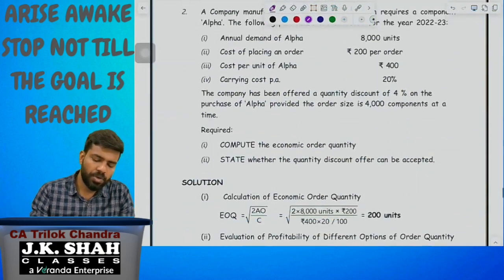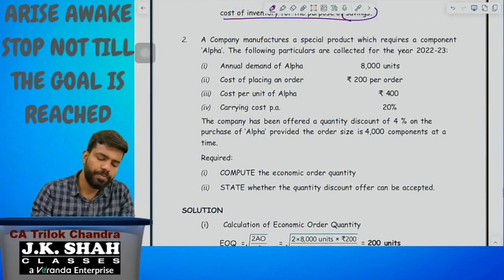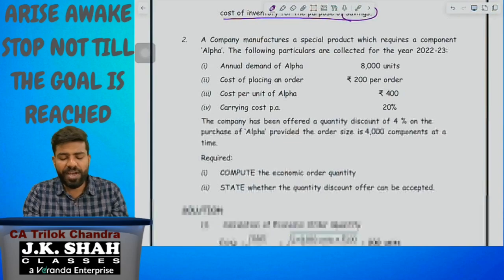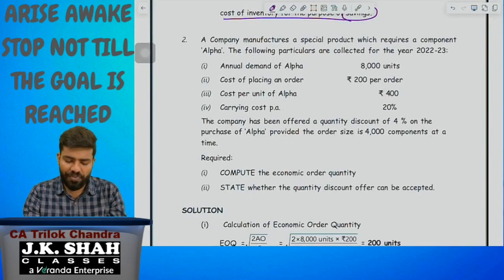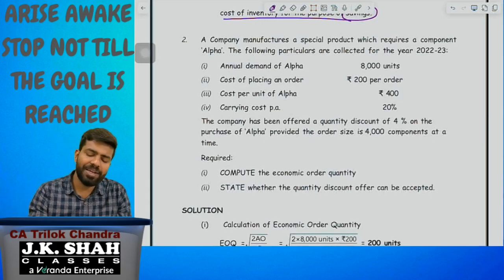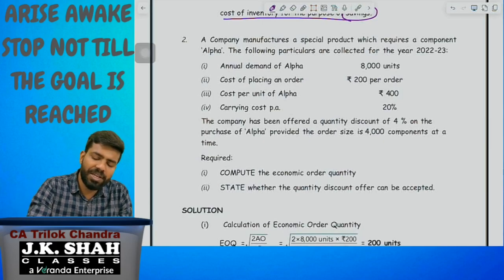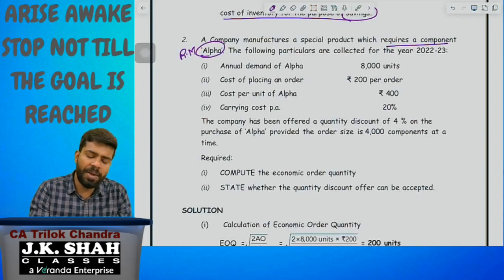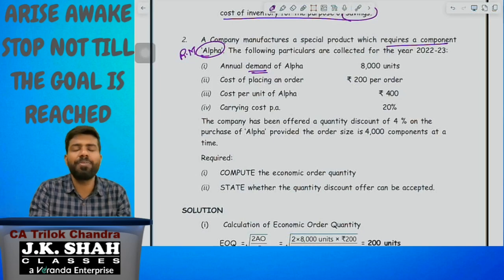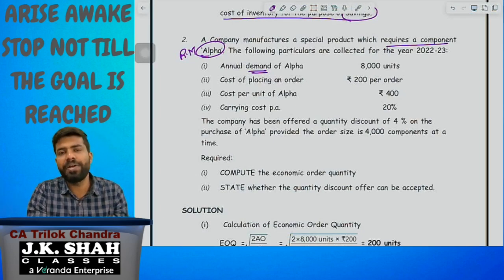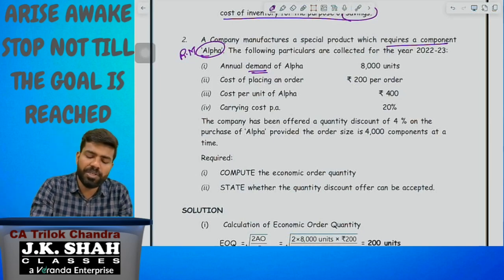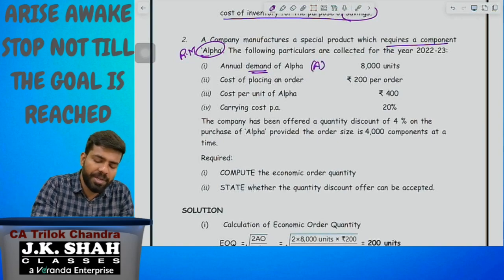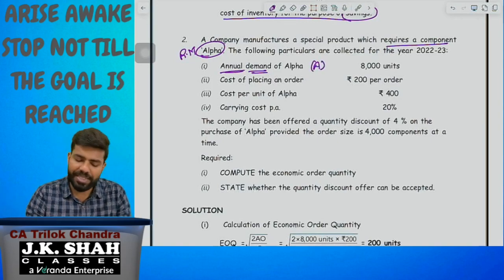Next, question number 2. A company manufactures a special product which requires a component alpha. The following particulars are collected for the year 2022-23. Annual demand of alpha. See, actually the requirement is component alpha. Alpha is the raw material. The demand for alpha, I am telling you again, they use the word demand, nothing but requirement. Requirement of raw material. How many units required? 8,000. We can take it as A. Why? Because it is annual demand.